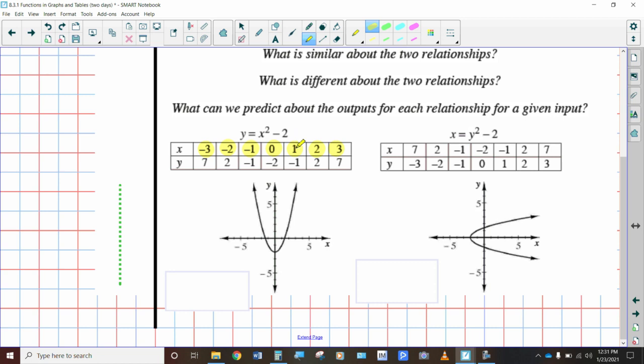Every time you plug 1 into this function, you're always going to get negative 1 for an answer. You would never plug the 1 in and get a different answer. So this does qualify as a function.